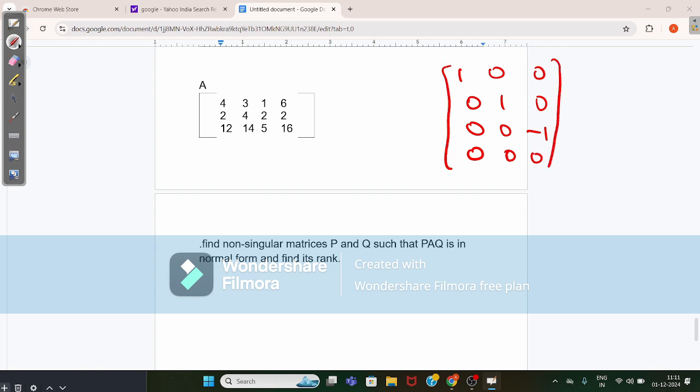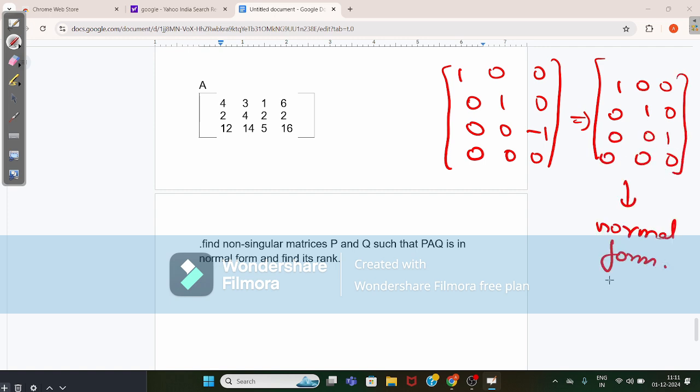Take minus 1 common. You will get 1 0 0, 0 1 0, 0 0 1, 0 0 0. This is the normal form of the matrix, and what is the rank here? Rank is equal to 3. 3 is the rank of this matrix.